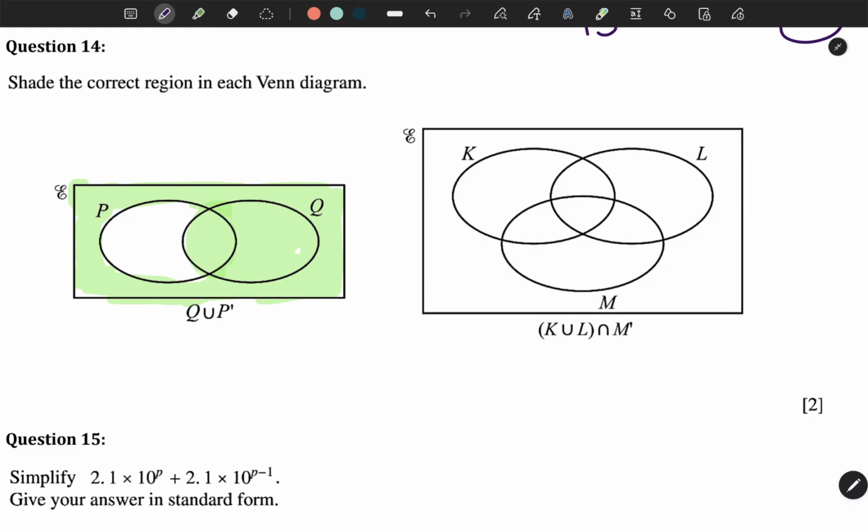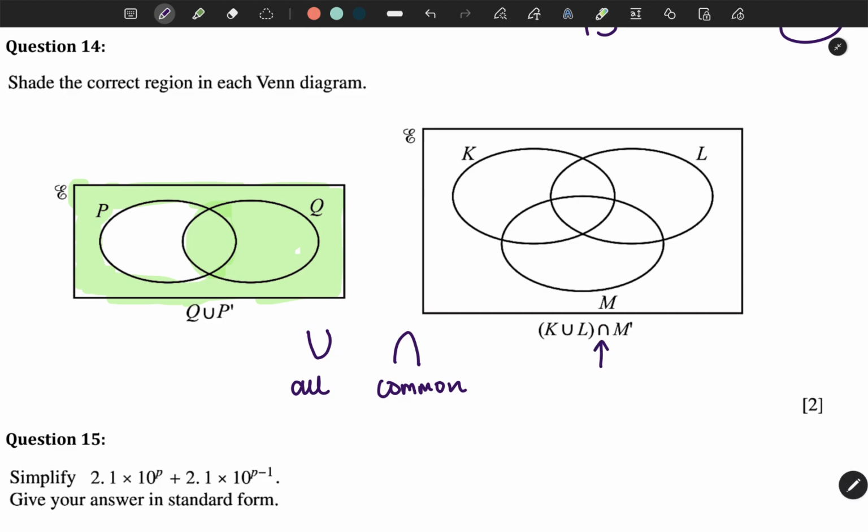Try to understand the difference between the symbols union and intersection. Intersection stands for common elements and union stands for everything that we have taken into consideration. Next question is about intersection.